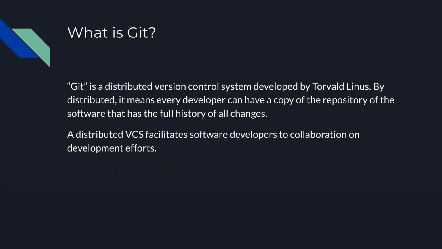Now you have some basic understanding of version control. And what is Git? Git is an open-source distributed version control software. By distributed, it means every developer can have their own copy of the repository of the software that has the full history of all changes to work on. Then the works for each developer can be merged to become a single piece of work. This way, more than one developer can collaborate on a single project.